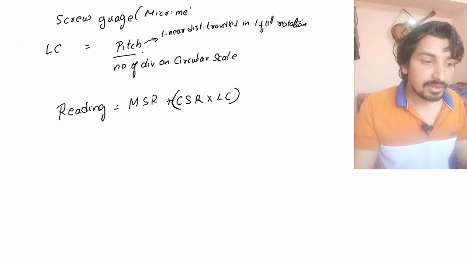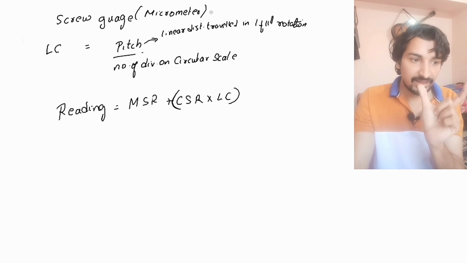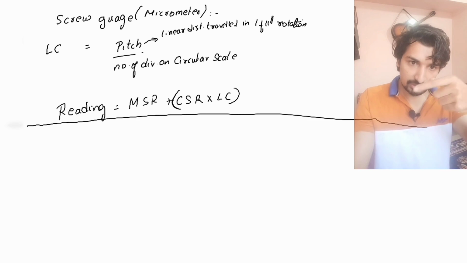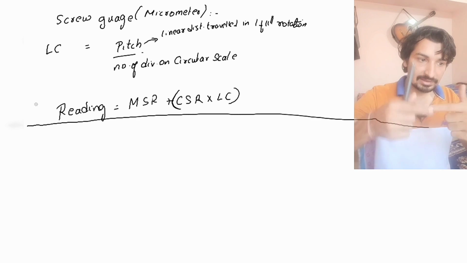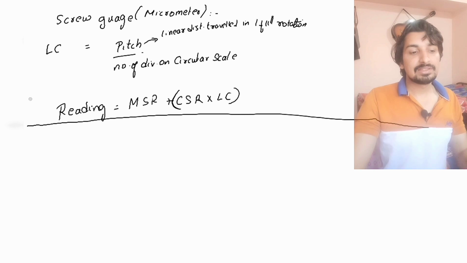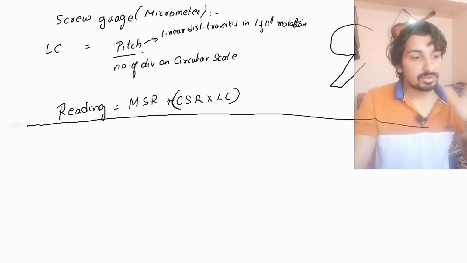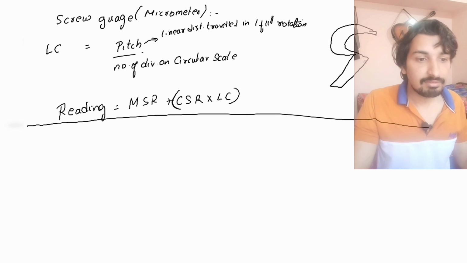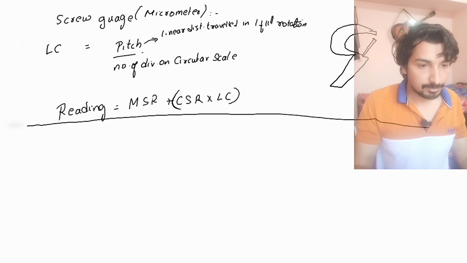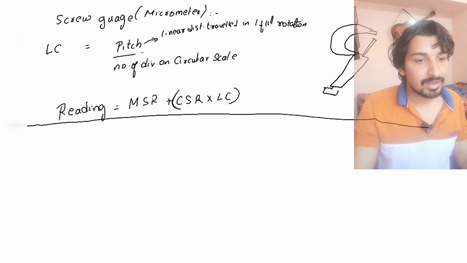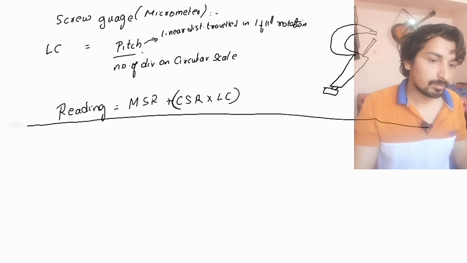And how do you get the reading? The main scale reading plus the circular scale reading into the least count. The circular scale also has numbers, and you found the least count using this formula. That is the final reading. So this is how the screw gauge looks. I'm showing you: it has a circular scale like that.